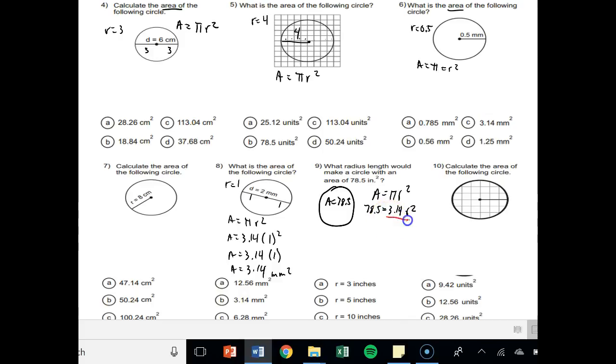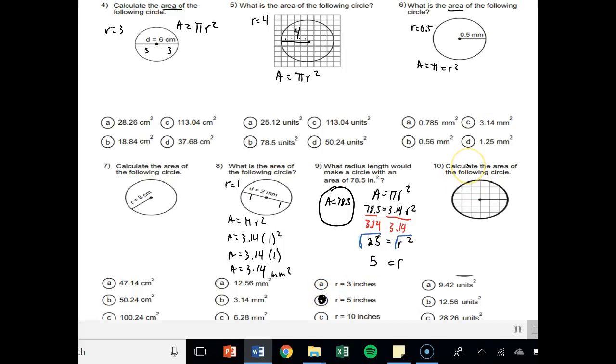Start this off by dividing both sides by 3.14. When you do 78.5 divided by 3.14, you get 25. Now that's not your answer, because that's what r squared is. So you need to go ahead and take the square root. What number times itself gives you 25? That will be your radius, and obviously the number times itself that gives you 25 is 5. So B is your answer on that one.